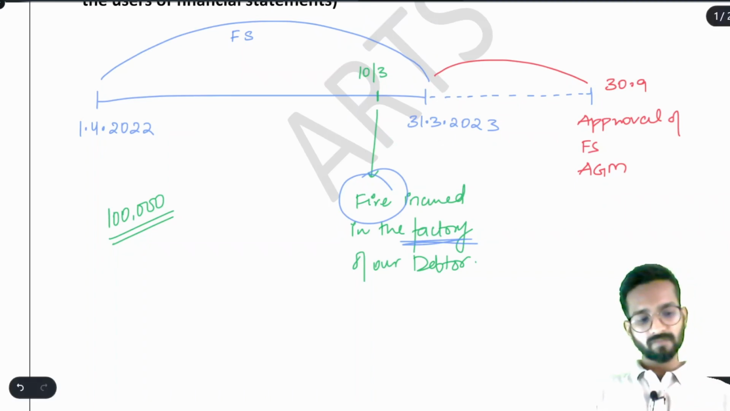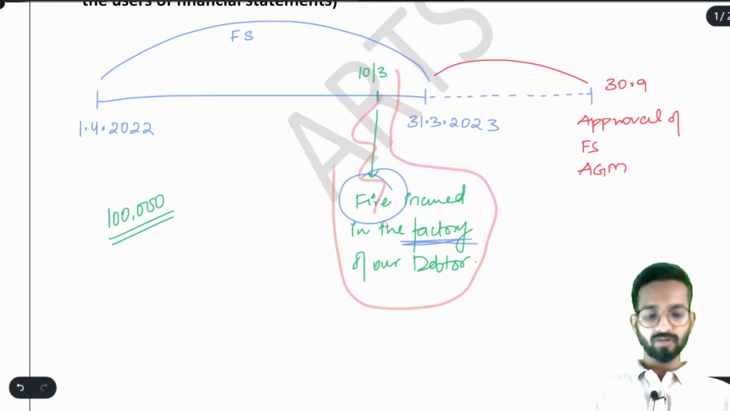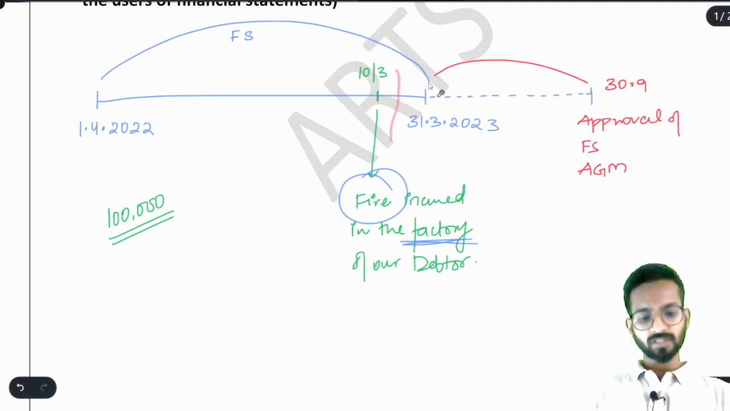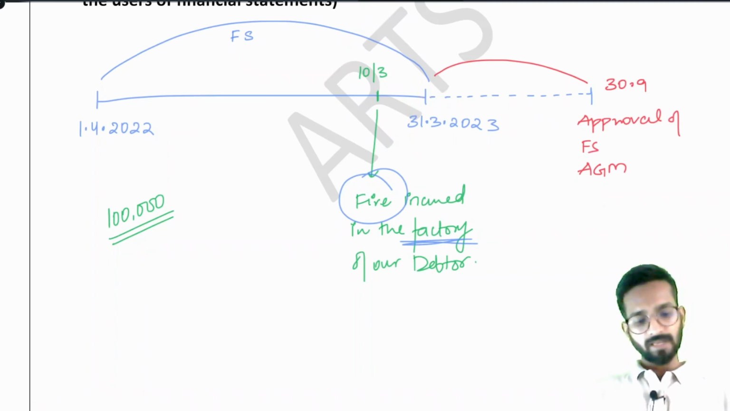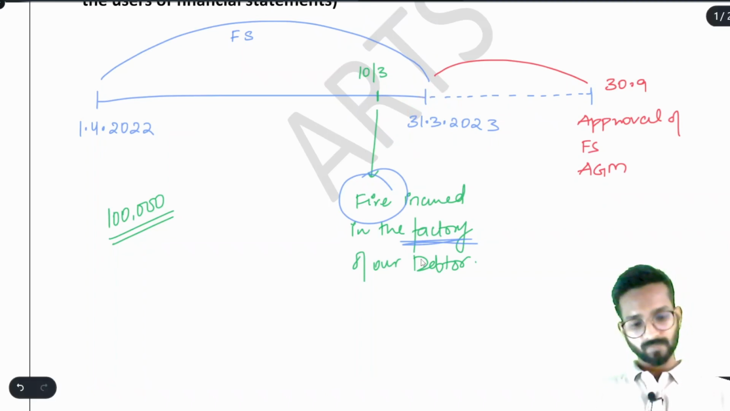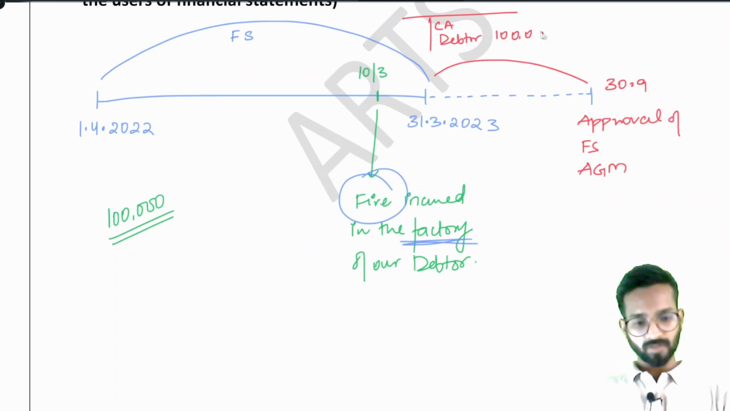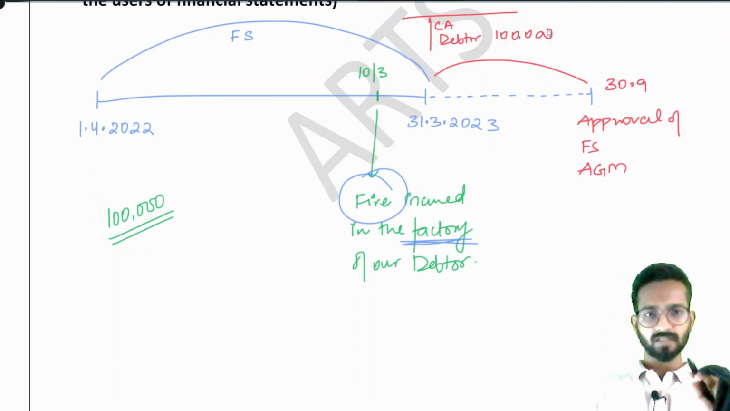Now, the information is that there was a fire on 10th March. This fire on 10th March has already happened. On 31st March, when I prepared my financial statements, I wrote in the balance sheet, in current assets, that I have a debtor of 1 lakh rupees. Let's ignore all other debtors. We are just representing this information. Debtor is rupees 1 lakh, because I was thinking I have to receive money from my debtor. There is no problem in that.